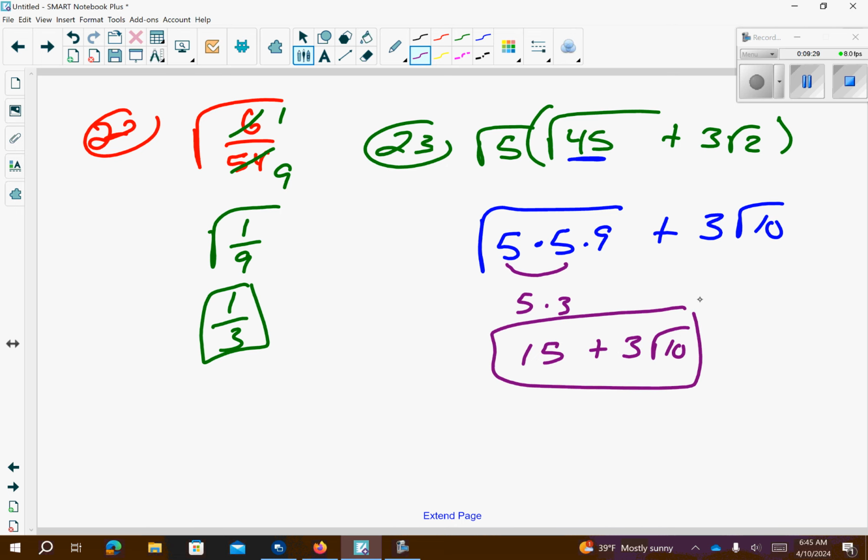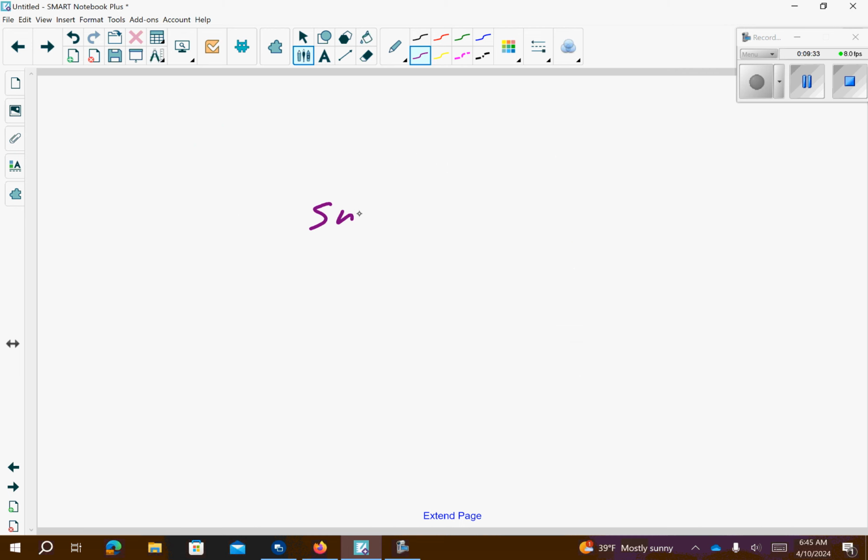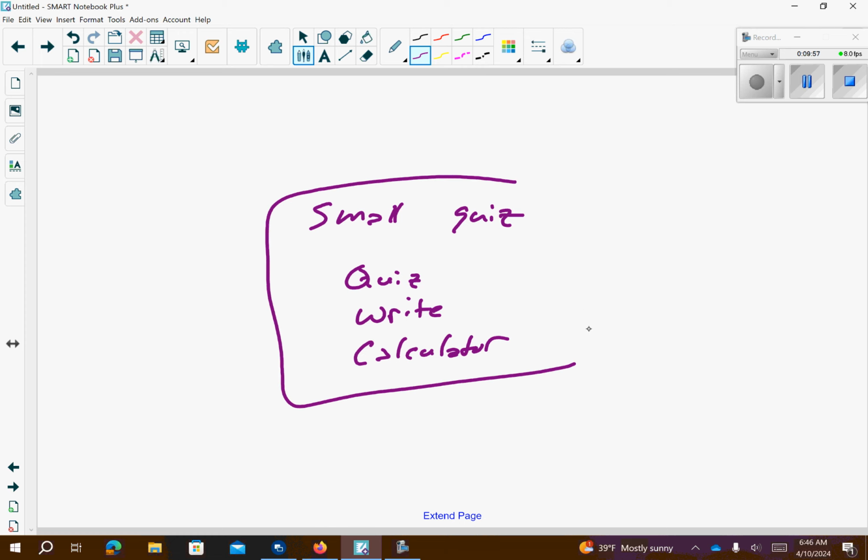We will not have homework tonight, but we are going to have a small quiz once I'm done with the class. And for that small quiz, you can only use something to write with. And you can use a calculator. There's some up in the pink bucket unless you have your own. But I don't want you to use anything else. I just want you to use that.